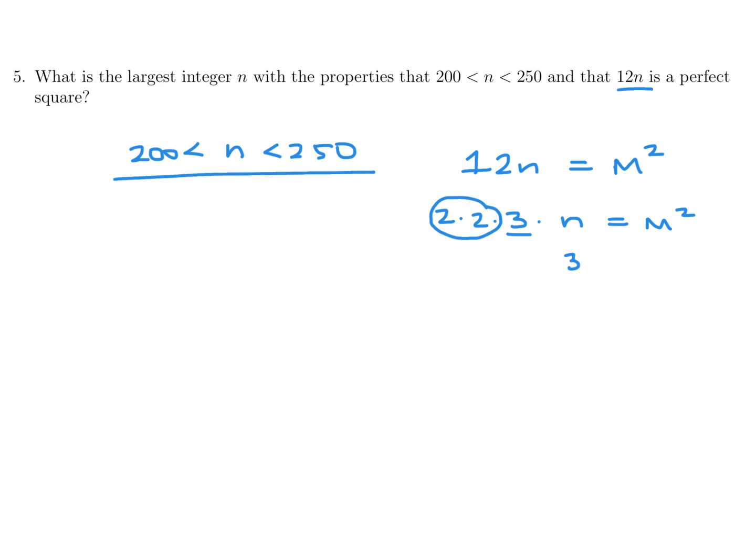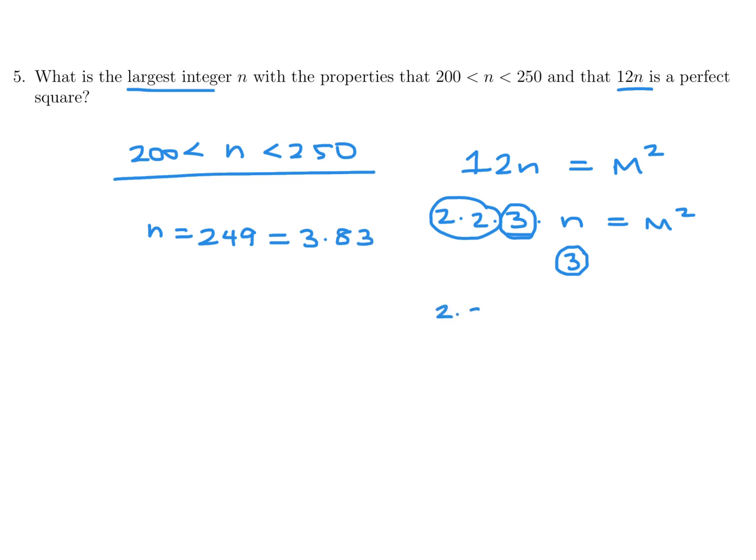Okay, so let's take it one step at a time. And they're asking for the largest one. So let's start with the largest, which is 249, right? In that range. So the first thing, of course, is that the n has to be a multiple of 3, because it has to have a 3 in there in order to combine with that 3. Otherwise, it's not going to be a perfect square. So let's see, is 249 divisible by 3? And it is. Okay, so that's good.